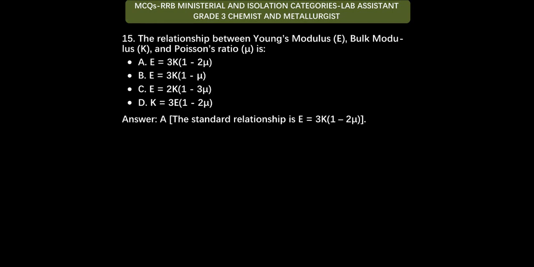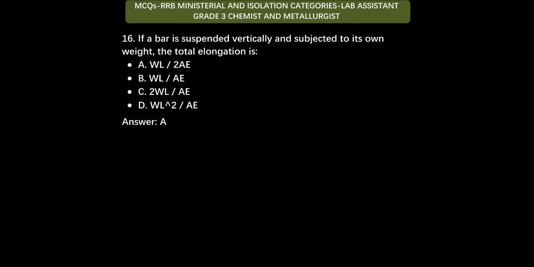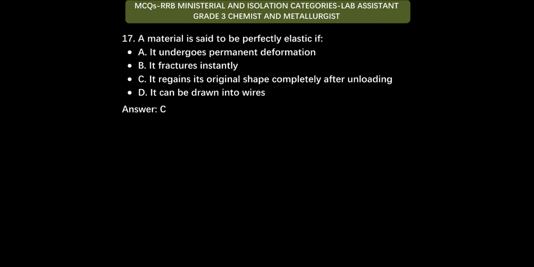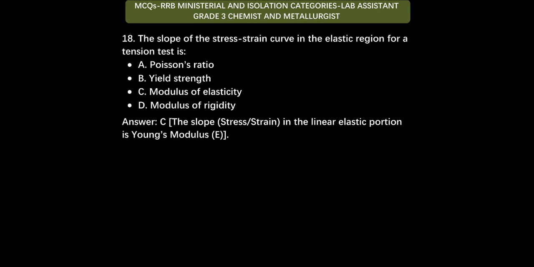If the bar is suspended vertically and subjected to its own weight, the total elongation is option A. A material is said to be perfectly elastic if option C, it regains its original shape completely after unloading. The slope of stress strain curve in the elastic limit for a tensile test is option C, modulus of elasticity.